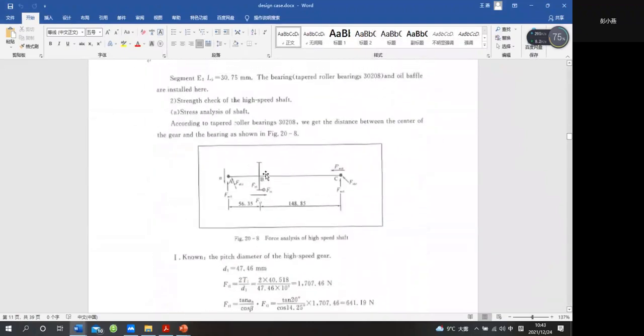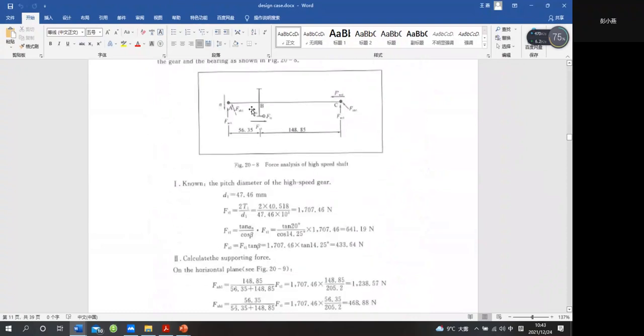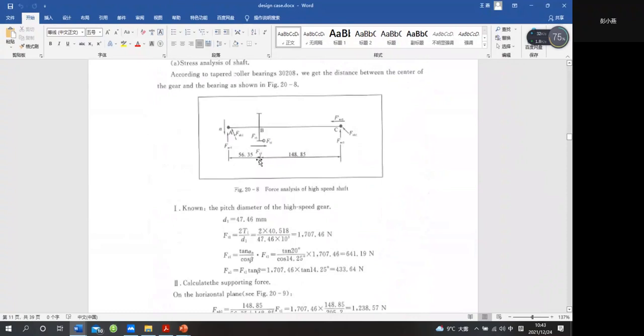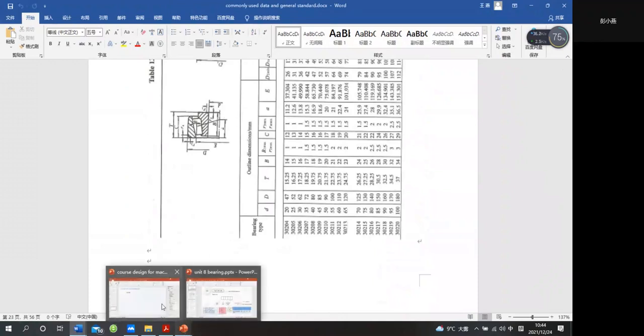You can see from the design case, first, you should check the stress of the shaft. You should do force analysis. And the distance from the bearing to the gear. We assume that the force acts on the middle of the width of the gear, and the reacting point can be found in the table. A is the reacting point, okay?